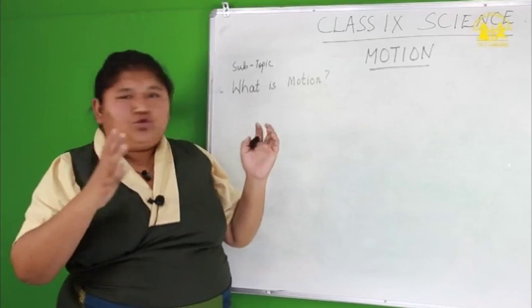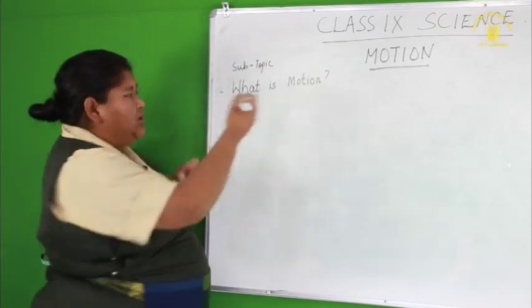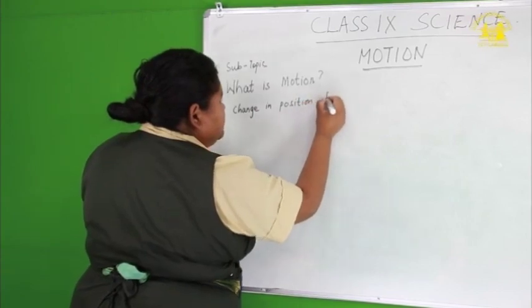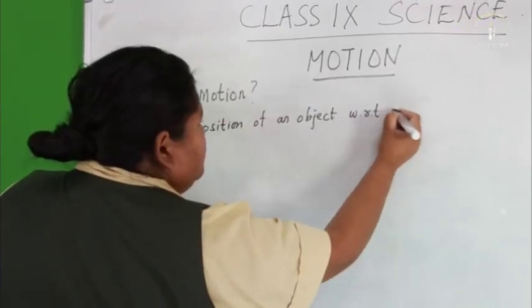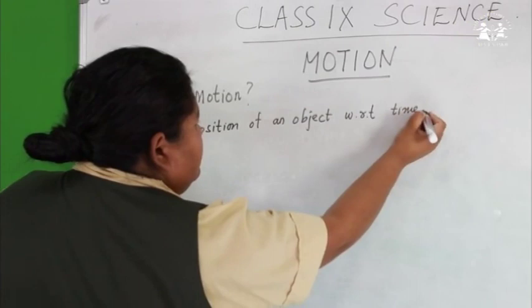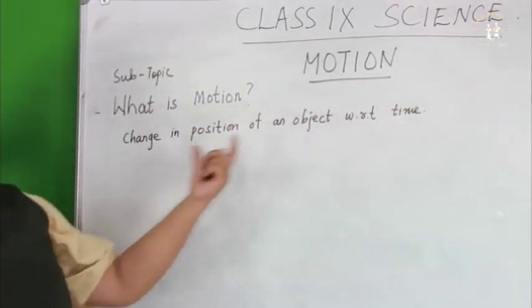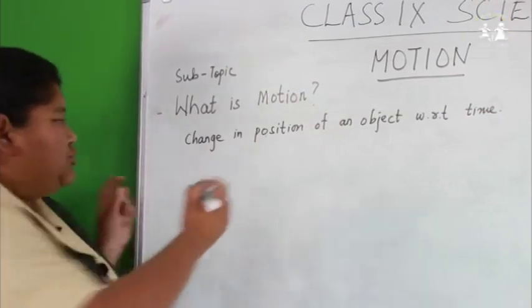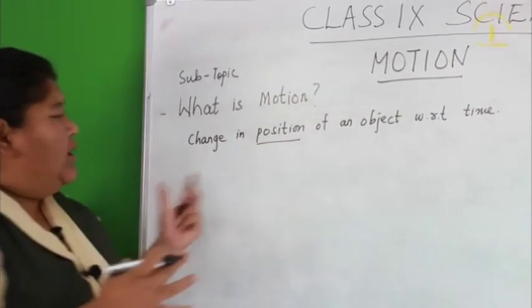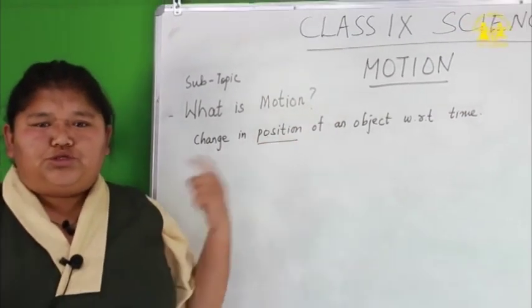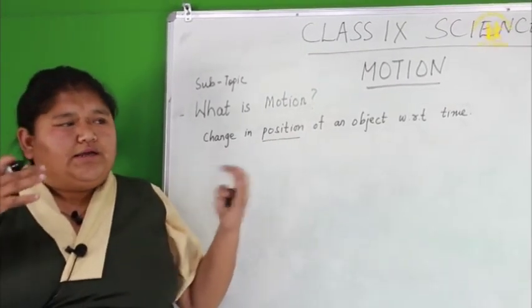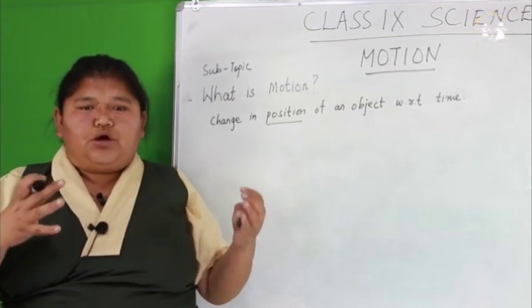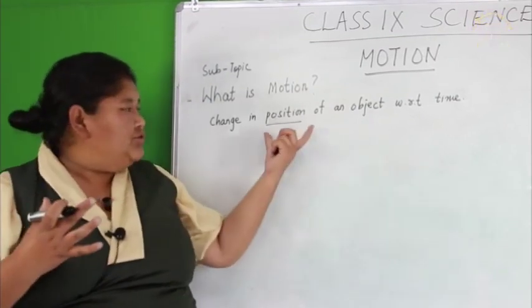So in short, we can describe motion as change in position of an object with respect to time. And when we talk about position, we are in a way referring to the location of that particular object.